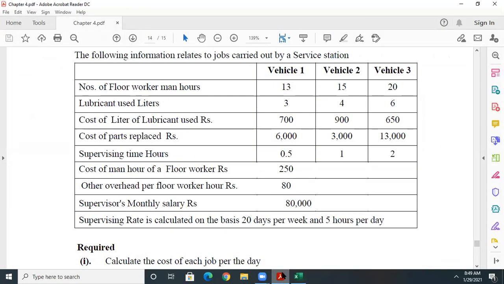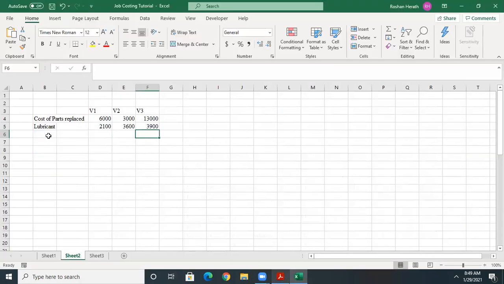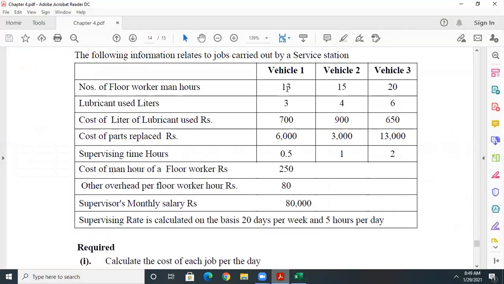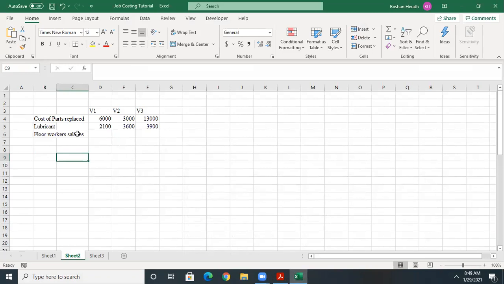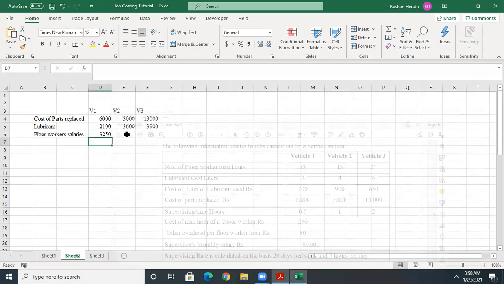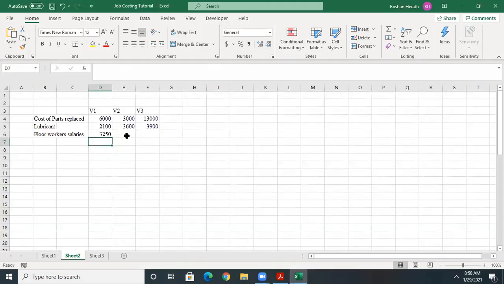Then you have the floor workers. It's direct labor. Floor worker salaries, I must say. It says the number of floor worker man hours is 13, and the cost per man hour of a floor worker is 250. So 13 into 250, then 15 into 250, and for vehicle 3 it takes 20 into 250. Okay, so we have taken the direct labor.